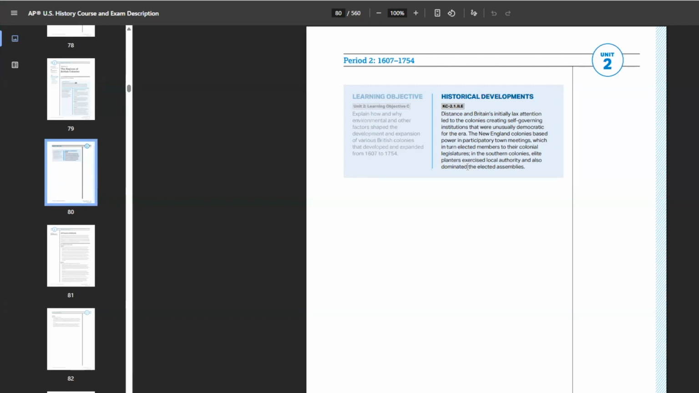And so the French make a decision, right? We're going to develop strong relationships with local Native American nations, the Huron, for example, and we're going to trade for fur, right? So explain how and why environmental and other factors help shape the development and expansion of various British colonies. As soon as you know that fur is part of the story of what becomes the British colony eventually of Canada, then it helps you to understand why this particular area developed the way that it did.